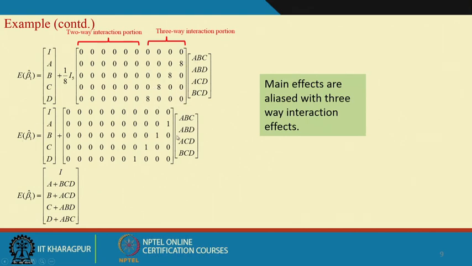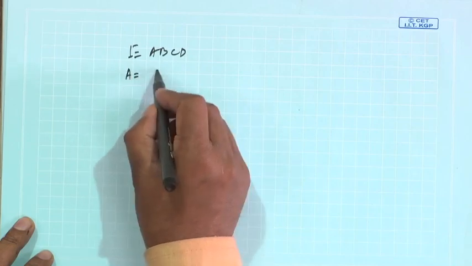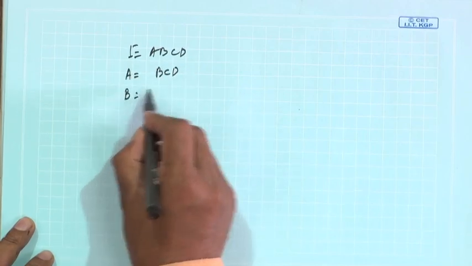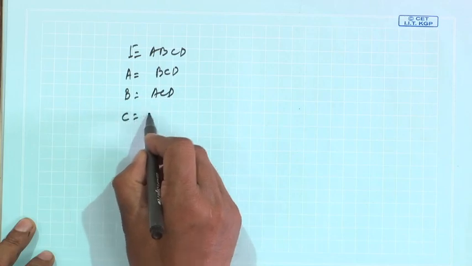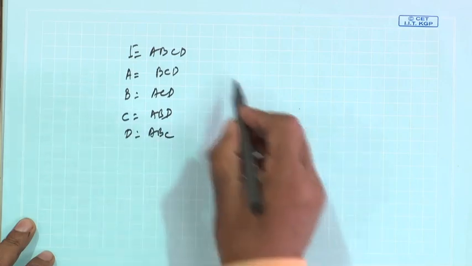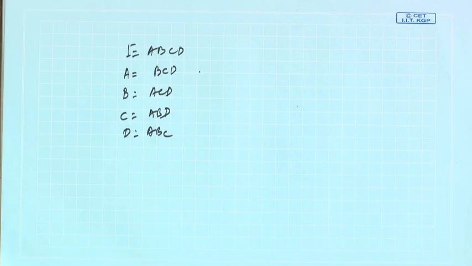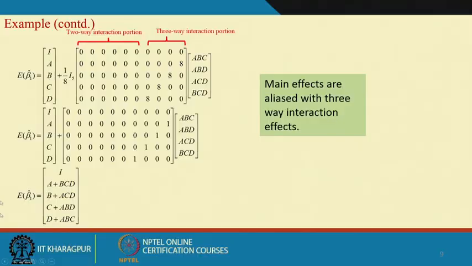And once you complete this matrix multiplication, you get that beta 1 is this. Is it not the same thing that we got in the 2 to the power 4 minus 1 with I equals a b c d? If I equals a b c d, you multiply by a, this will be b c d, multiplied by b, it will be a c d, multiplied by c, it will be a b d, and multiplied by d, it will be a b c. Is it not the same? Yes, this is the same thing that you are getting here.